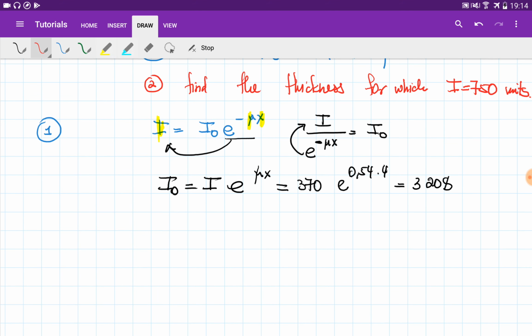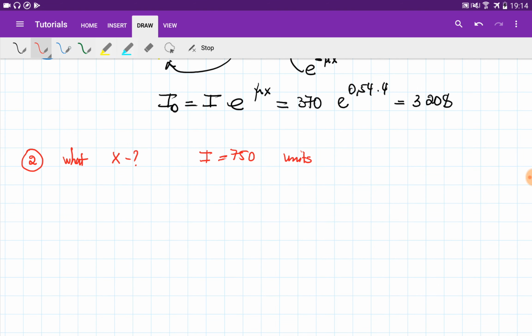In the second part of this problem, we need to find x. At which thickness x is the current intensity going to be 750 units? Again, we're going to use the same formula. I is equal to I0 e to the power of minus mu x. Now we know mu, we know the initial intensity I0 that we just found, and we know I, which is given here. The only thing we don't know is x.